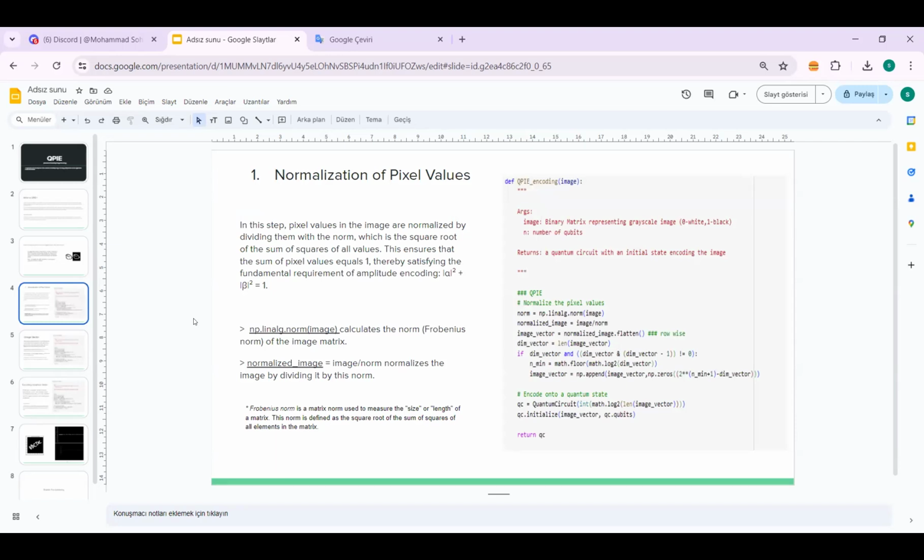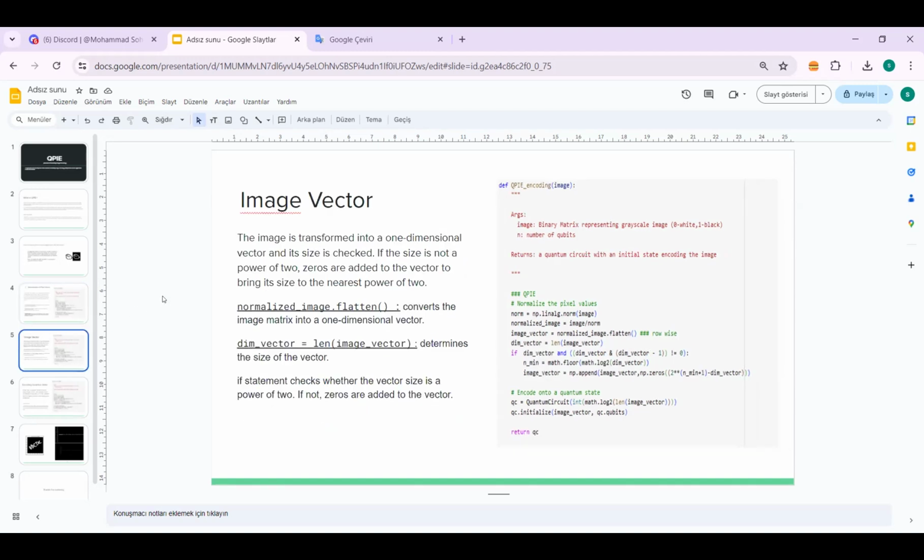Okay. Yeah, so this one is the normalization of pixel values. What we did is we started with this QPIE encoding function, which takes an image as an input. This image is basically a binary matrix because we are working with the grayscale image, so all these 0s and 1s. Then we try to normalize it. Why do we normalize? Because the amplitudes of the quantum state have to give norm 1. That's the definition of a quantum state. So that's why we have to normalize it. And then we encode all the pixel values, these n cross n pixel values, into the amplitudes of the quantum state. Can you go to the next one?